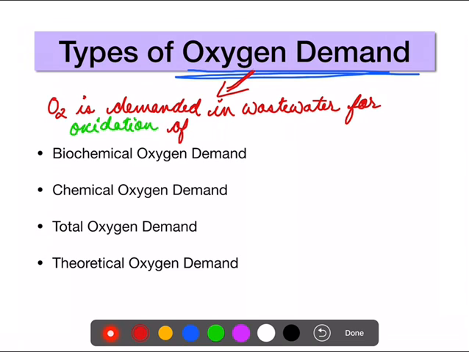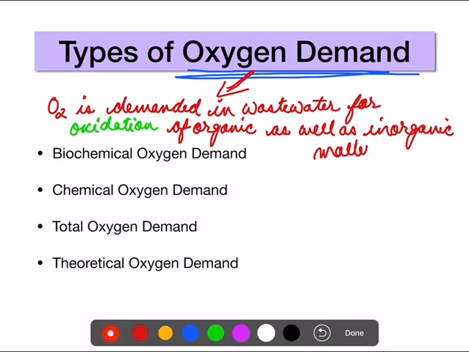Oxidation of organic as well as inorganic matter. Okay, so that is your oxygen demand.